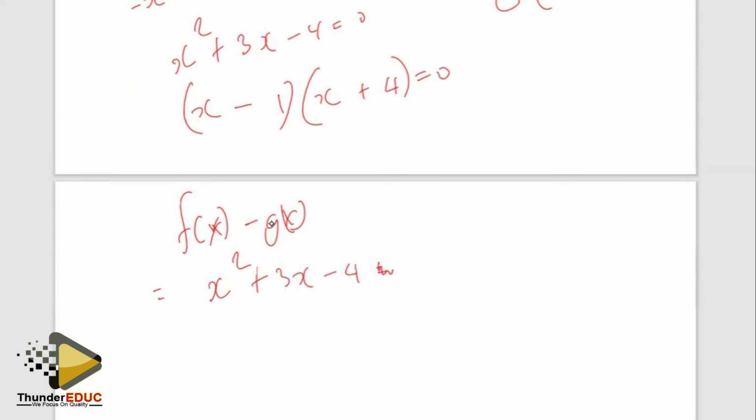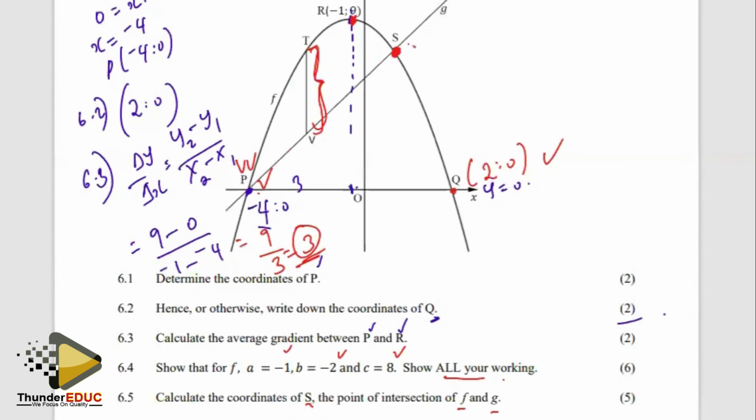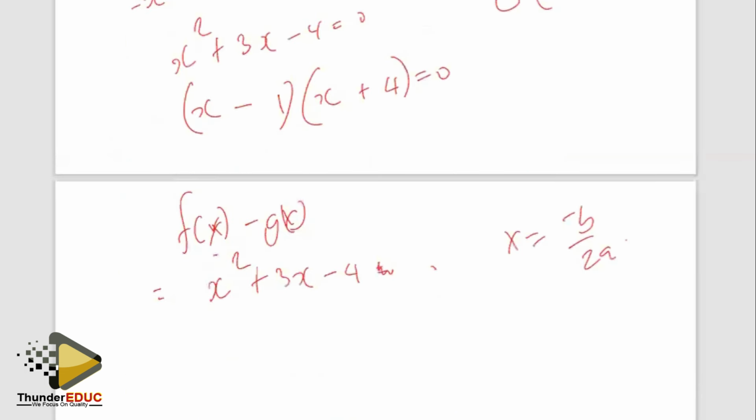But now they're asking for the maximum. If it's maximum or minimum, you use the turning point method, minus b over 2a. This is representing the distance between the graphs at any one point. If you equate it to 0, that's when the graphs are meeting. So I'm not equating it to anything so that I can get a value there. So our b is 3, so negative 3 over 2 times 1.